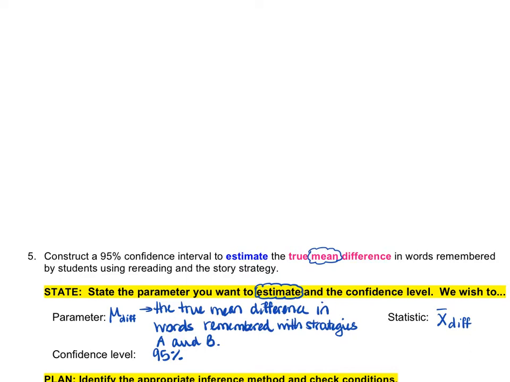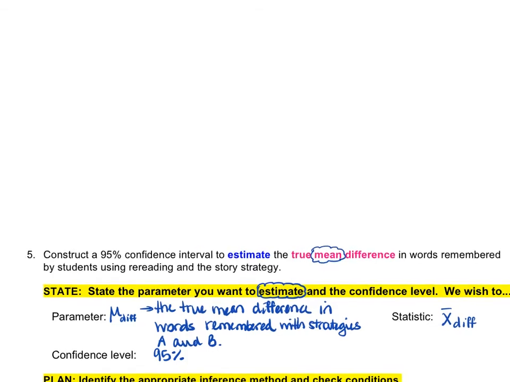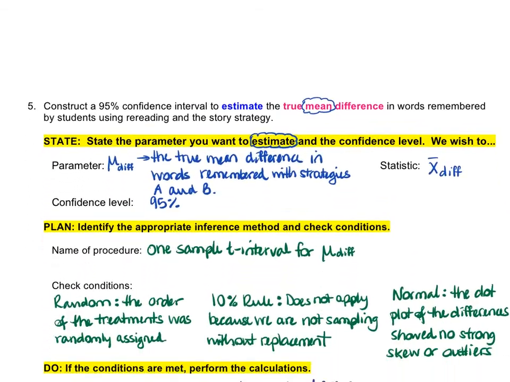We start with state. We wish to estimate the true mean difference in words remembered with strategies A and B at a 95% confidence level. We know that our parameter is mu sub difference, which we defined as mu sub A minus B. And then our statistic is x bar of the difference. Again, we use the order A minus B.